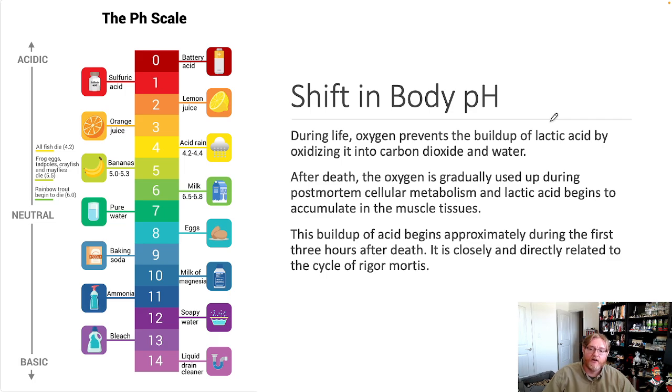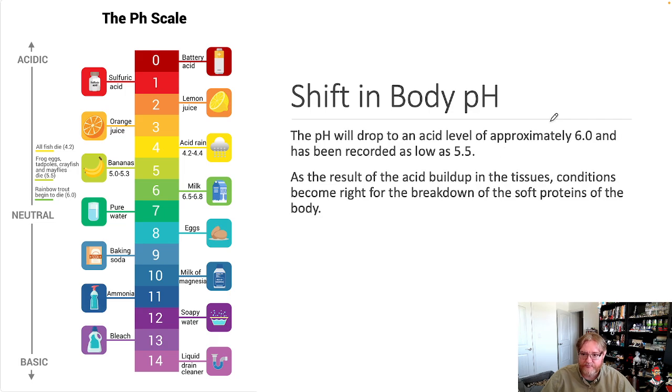During life, oxygen prevents the buildup of lactic acid by oxidizing it into carbon dioxide and water. After death, the oxygen is gradually used up during postmortem cellular metabolism, and lactic acid begins to accumulate in the muscle tissues. This buildup of acid begins approximately during the first 3 hours after death. It is closely and directly related to the cycle of rigor mortis.